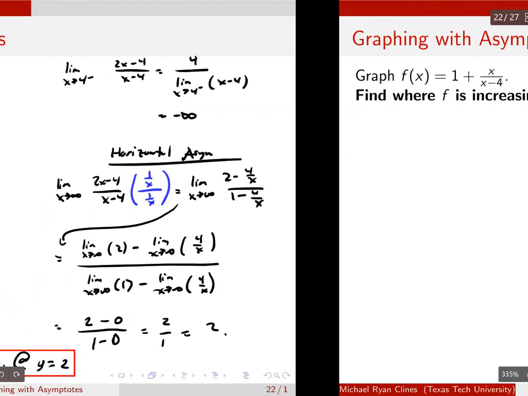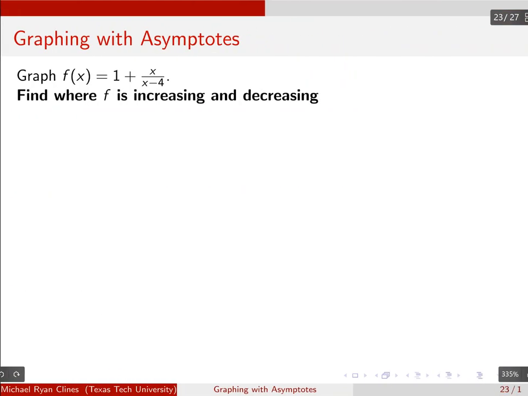Now, let's move on to the next part. We want to find where f is increasing and decreasing. All right? How can we do that? Well, to do that, we need to do the first derivative test. And to have the first derivative test, what do we need to have? Well, we need the first derivative.